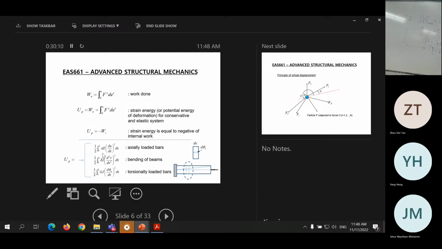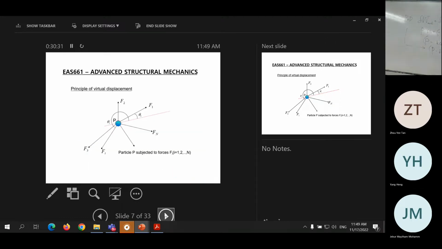So when do you need to use this? If you look at the problem, does the loading cause axial deformations? Does the loading also cause bending? Does the loading cause twisting? If all of these happen, then you have to add up all of these. So that is the one that we want to look at.